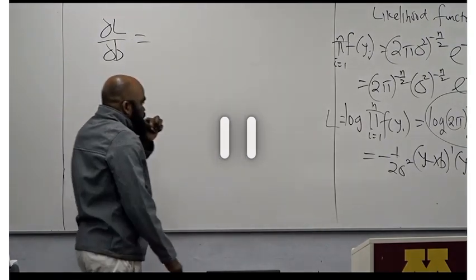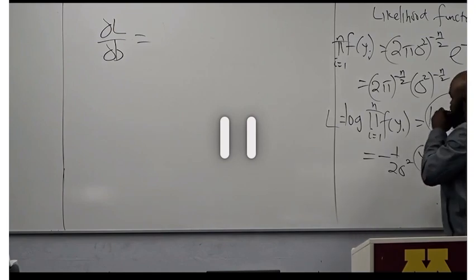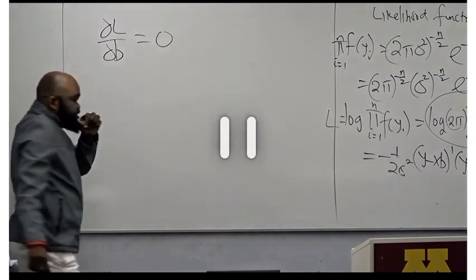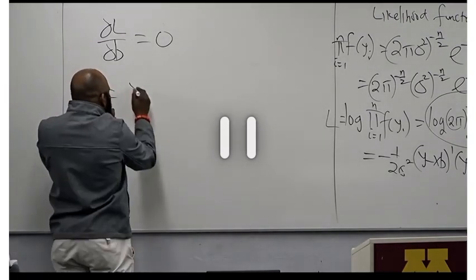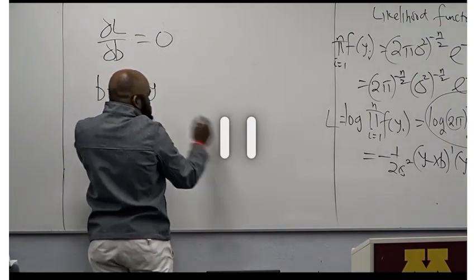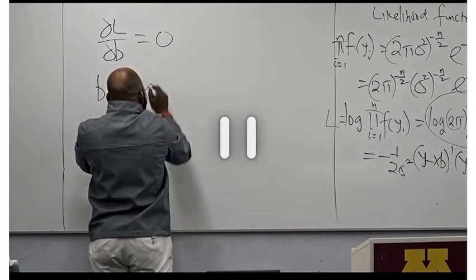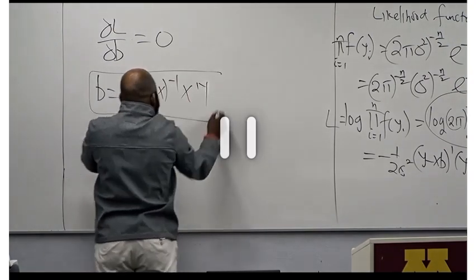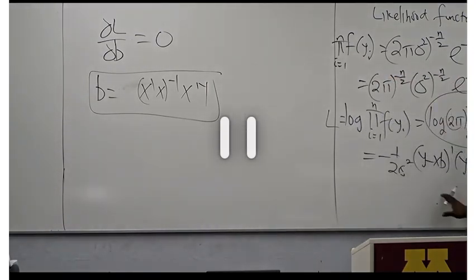Now, when I differentiate this with respect to b and set that to 0, you can try that, I'm going to get, sorry, x prime x inverse x prime y at the end of the day. That's what I'm going to get when I differentiate this.